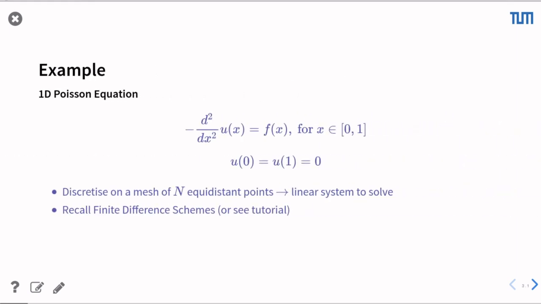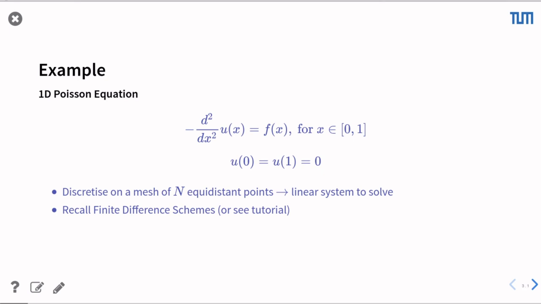So as an example, we're going to use the Poisson equation in 1D. The Poisson equation is a pretty simple equation, so it's just a double derivative on the function that you're looking for, which is u here. Then we've got some right-hand side vector f, and we've got boundary conditions here, so at 0 and at 1, so at the interval endpoints, we assume that the solution will be 0.